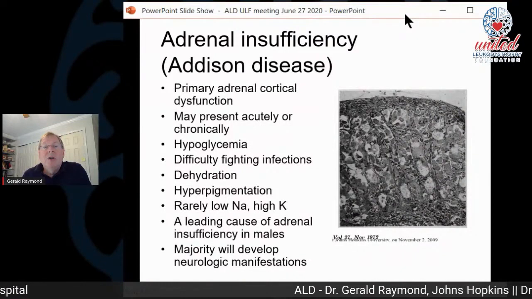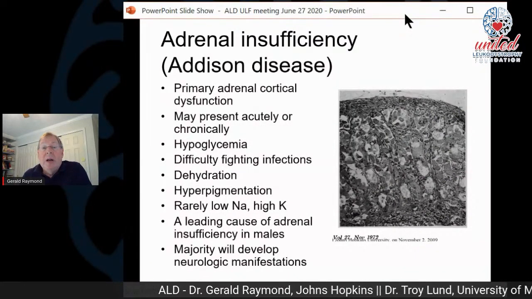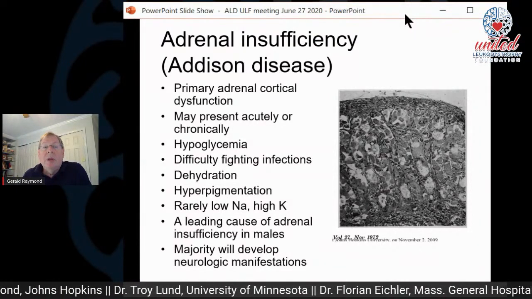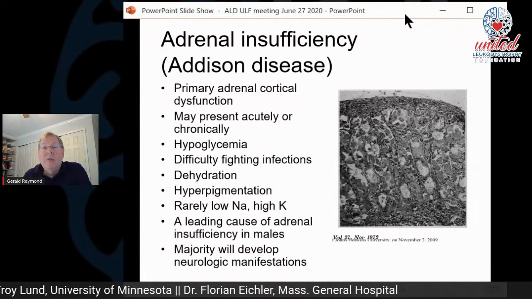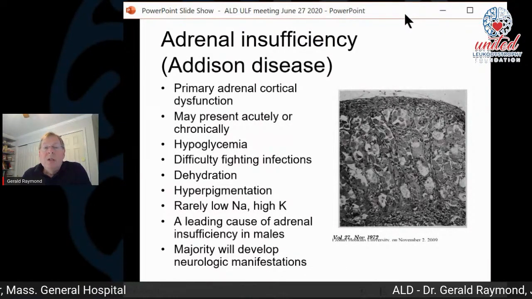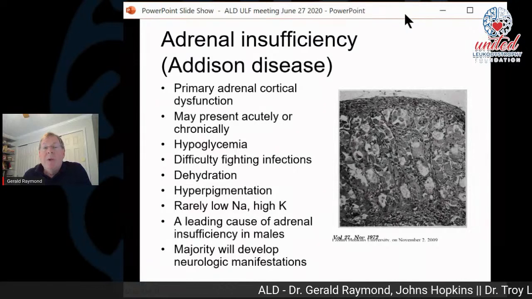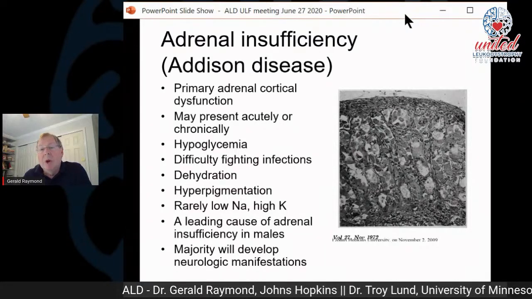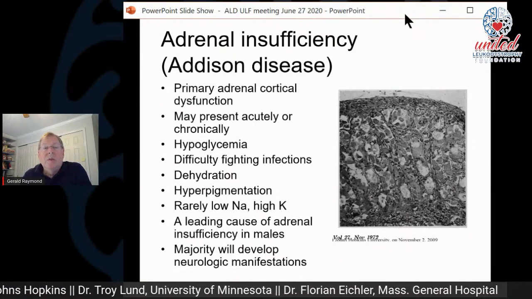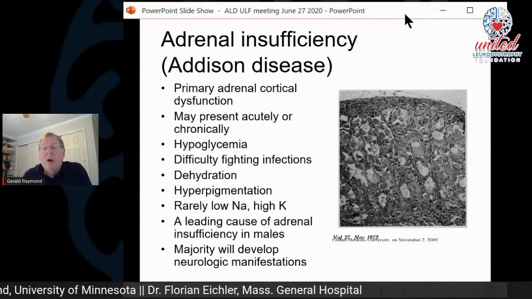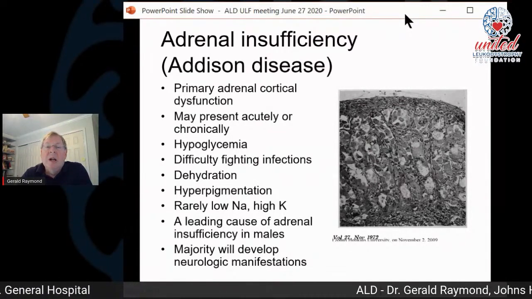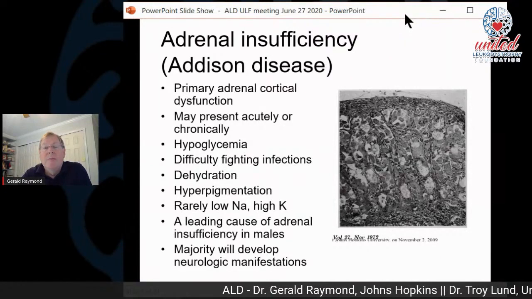Primary adrenal insufficiency or Addison's disease is exactly that. It's primary adrenal dysfunction. It can present acutely or chronically. It can result in low blood sugars, difficulty fighting infection, dehydration, and an increase in pigment. It's rarely seen that we see the low sodium, high potassium, which is kind of classic, because the mineralocorticoids are not as affected. However, it's a leading cause of adrenal insufficiency in men. And the majority will develop neurologic manifestations at some point. So we don't think of this as some sort of carve out in terms of presentation.